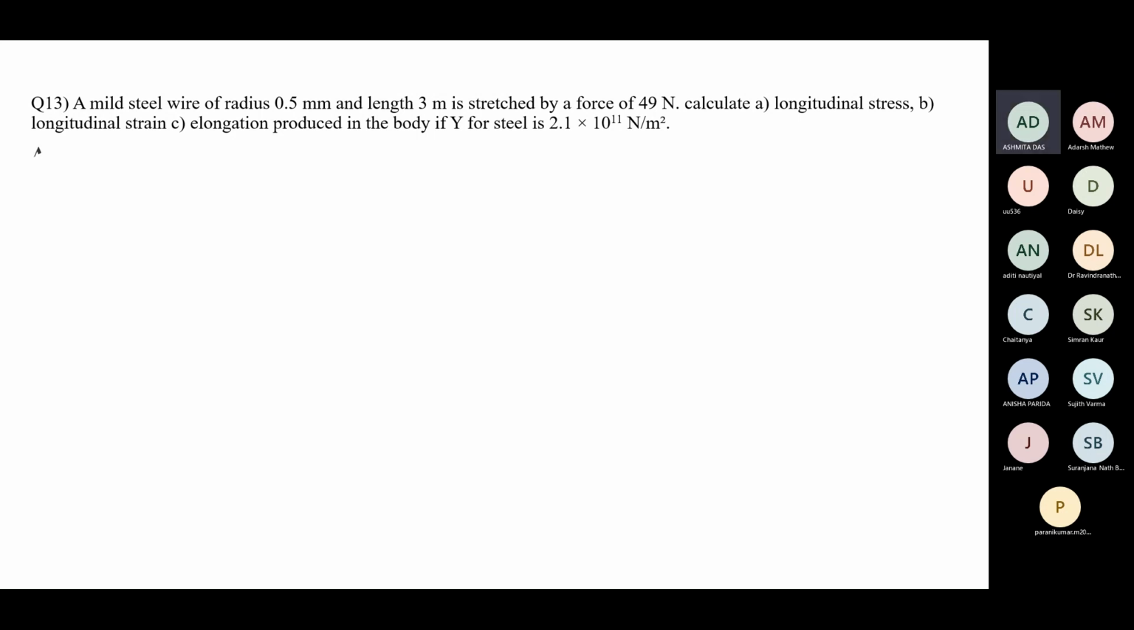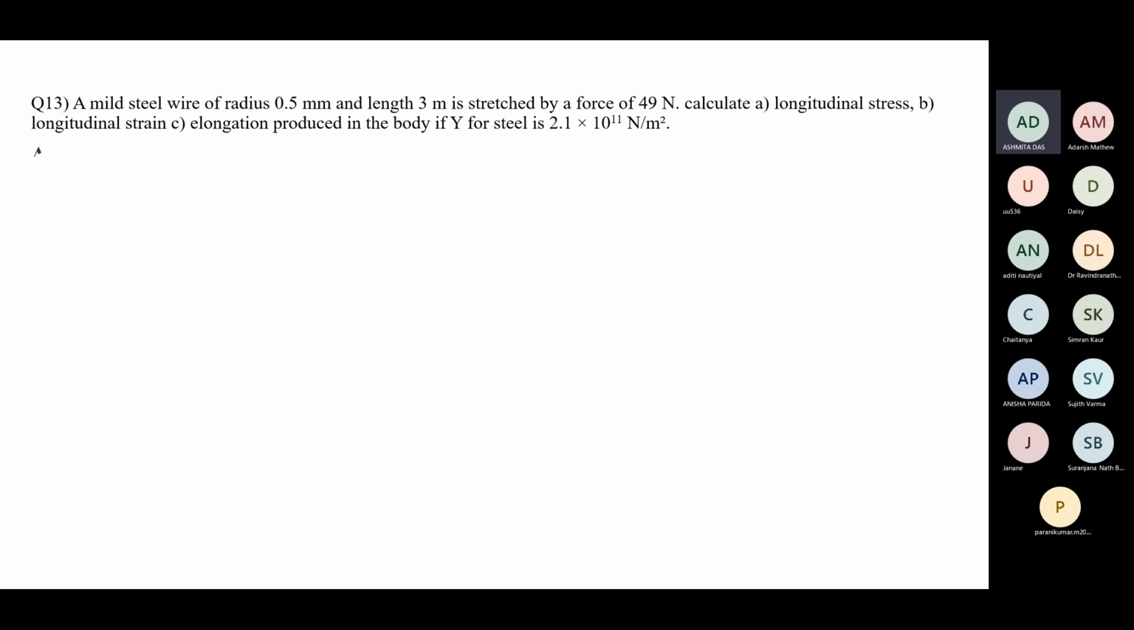Okay. So here the initial length of the wire is given as 3 meter. Radius of the wire is given as 0.5 millimeter, that is 0.5 into 10 to the power minus 3 meter, or 5 into 10 to the power minus 4 meter. Force applied is 49 Newton. Young modulus is 2.1 into 10 to the power 11 Newton per meter square.